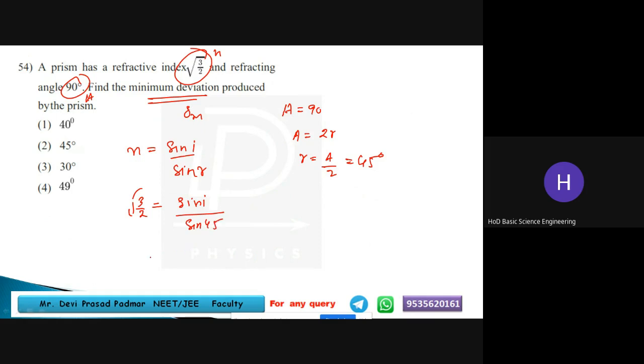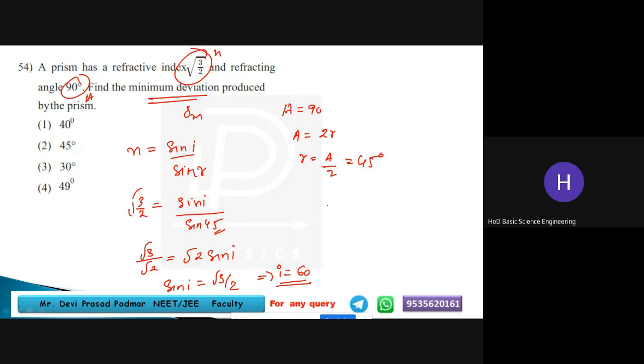Right? So what do you get? Root 3 by root 2 is equal to root 2 sine i you can write. Take that root 2 to numerator. So root 2 into root 2, that will be 2. Root 3 by 2 you will get, right? So sine i equal to root 3 by 2. That implies i equals 60 degree.